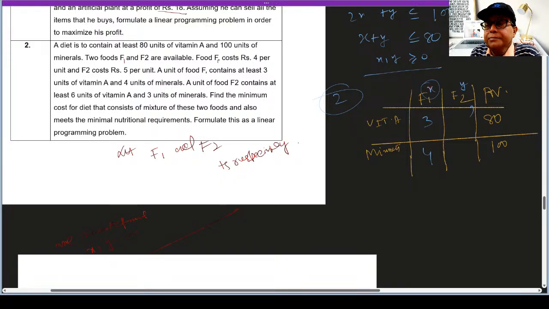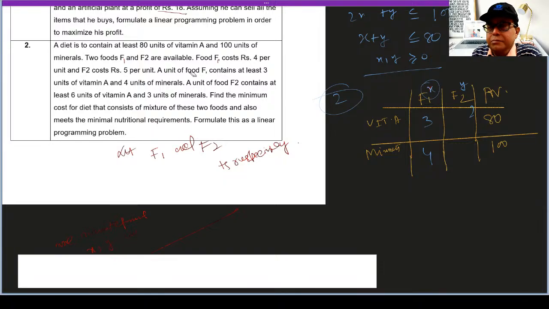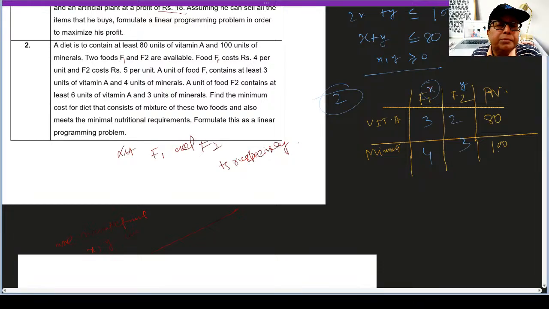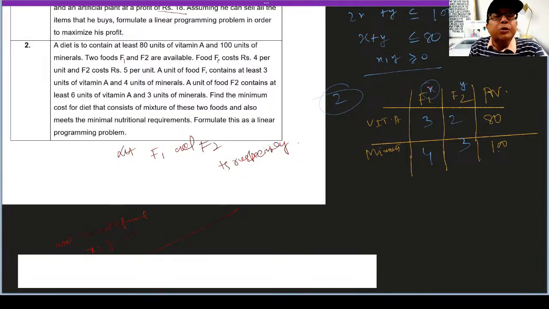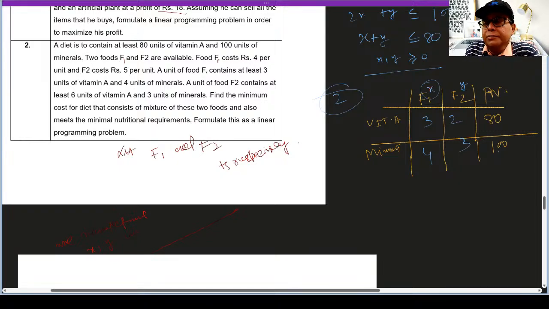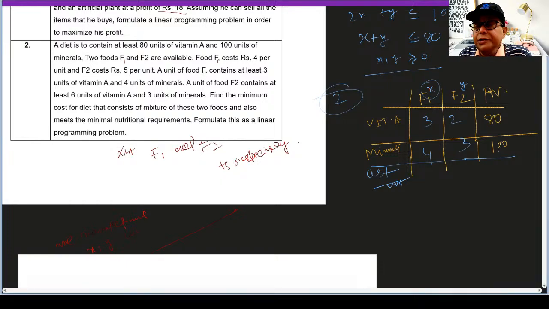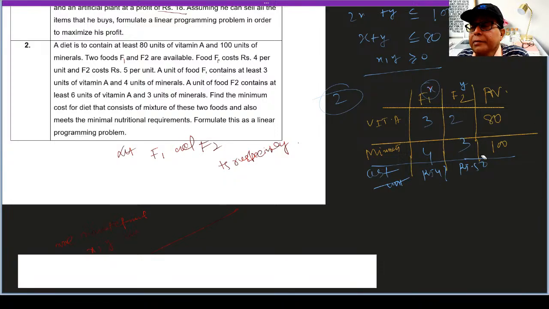And this one, 2 and 3. Okay. And here cost per unit is rupees 4. Cost per unit, this one rupees 4 and this one rupees 5.